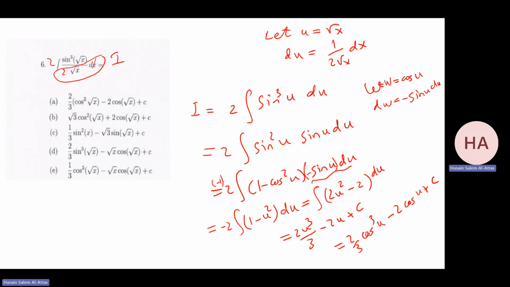And what is u? u is the square root of x. So return back the square root of x: cosine cubed square root of x plus c, which is this one.